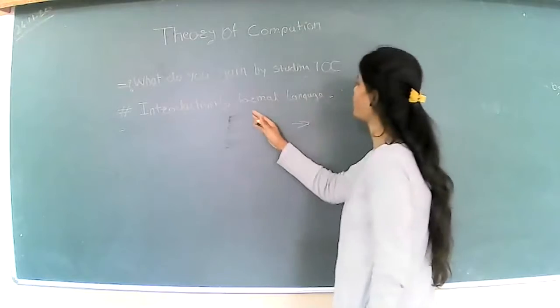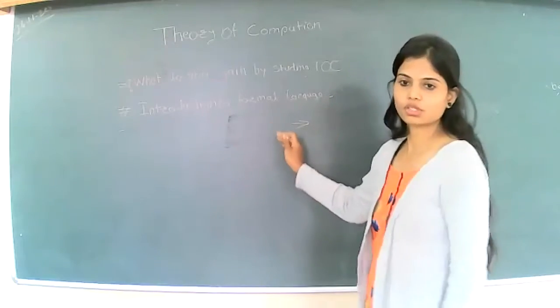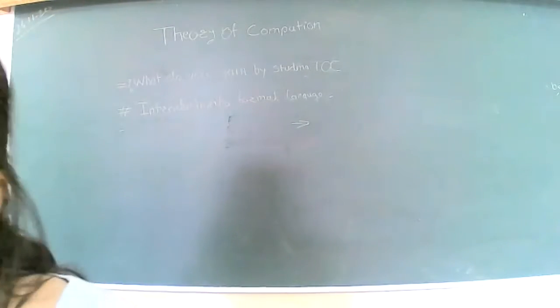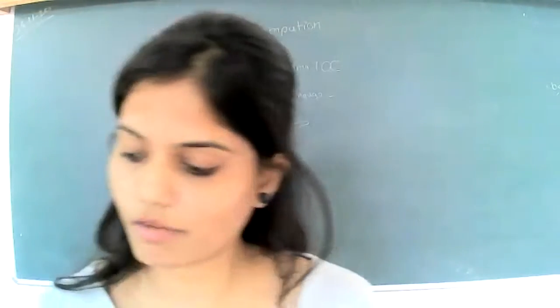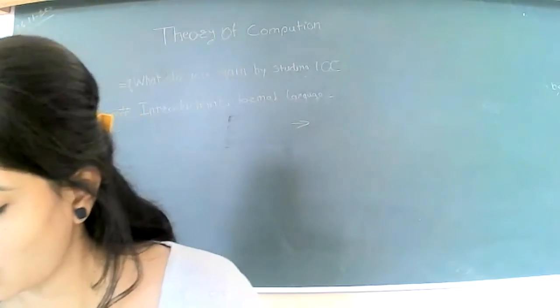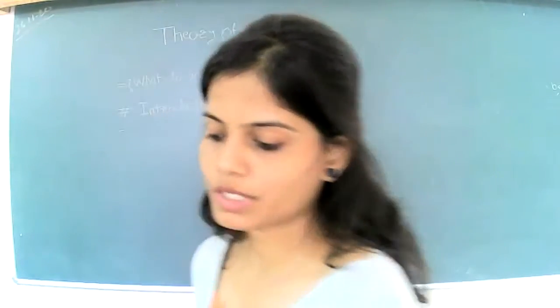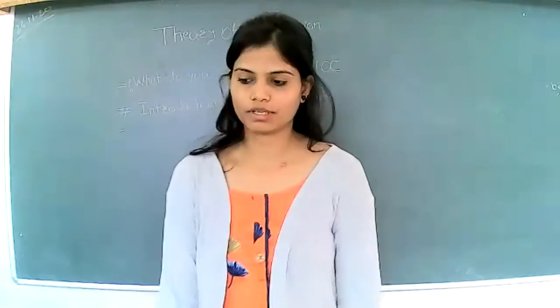Now your topic starts with formal language. Let me introduce it. What is a formal language? Language, as we humanly speak, is also a language, but a computer does not understand that type of language. So a subset of strings over an alphabet is a language.